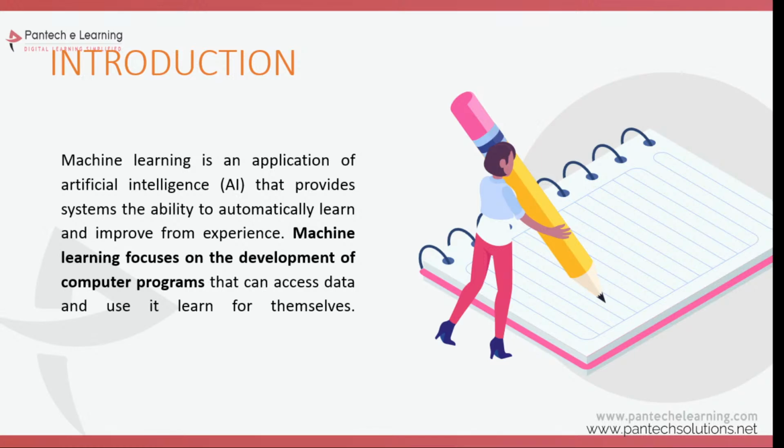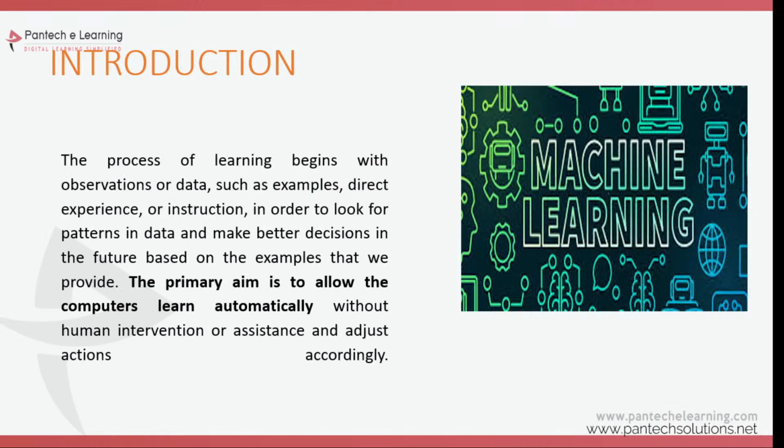Machine learning is an application of AI, artificial intelligence, that provides systems the ability to automatically learn and improve from experiences. Machine learning focuses on the development of computer programs that can access data and use it to learn for themselves. So it should learn automatically. The process of learning begins with observations or data, such as examples, direct experiences, or instruction.